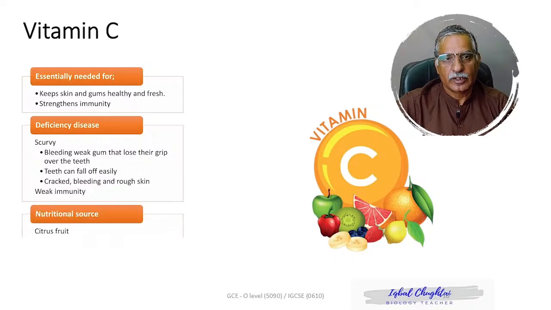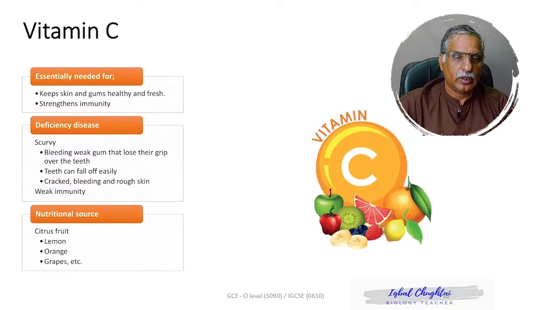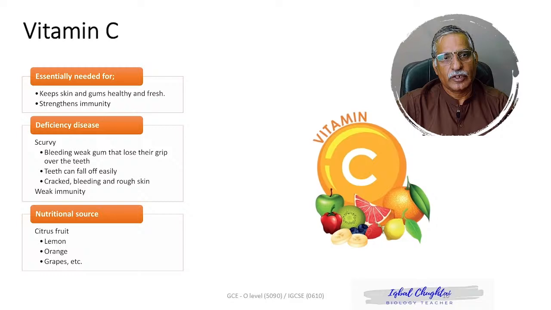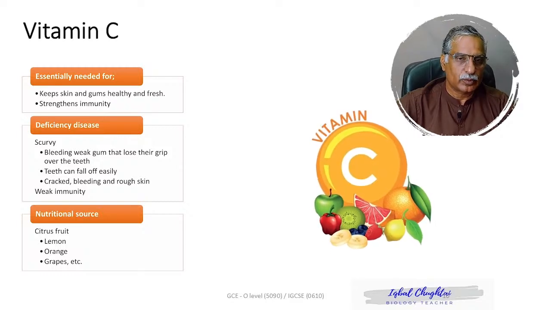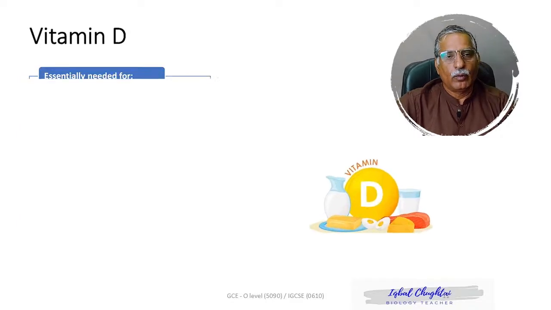And what are the sources? Citrus fruits. Fruits that provide us with vitamin C are orange and lemon. They are the rich source. And we can even have vitamin C from peach and grapes as well. Vitamin D.